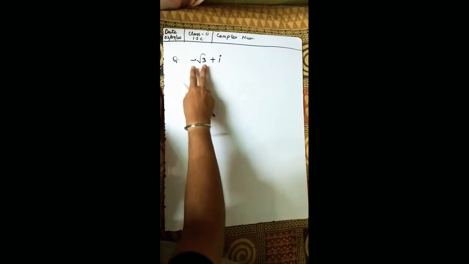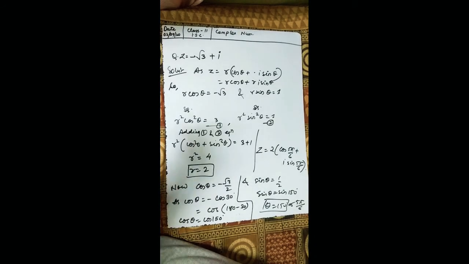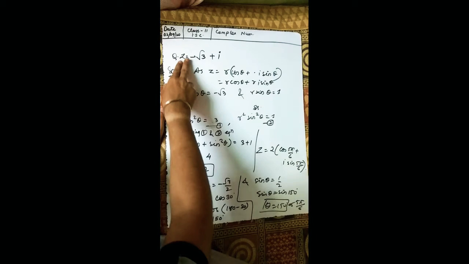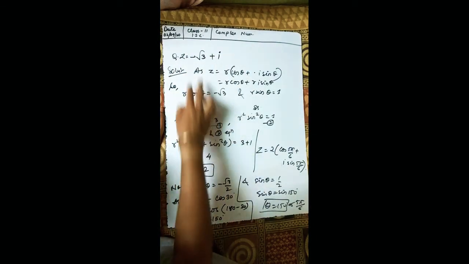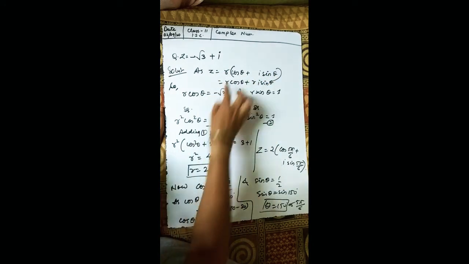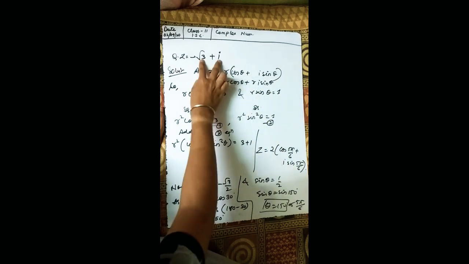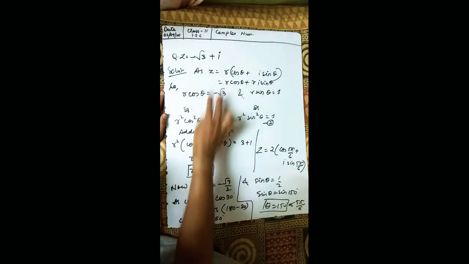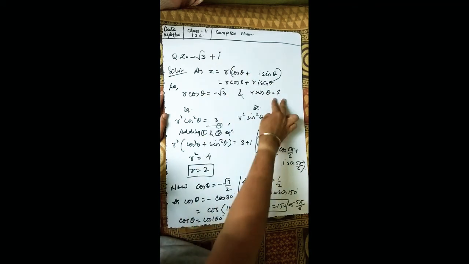It says minus root 3 plus i. You need to convert this into the polar form. So let's begin. I'm considering z is equal to minus root 3 plus i, and as we have z is equal to r cos theta plus i sin theta, or r cos theta plus r i sin theta. Now comparing this with this, we are getting r cos theta is equal to minus root 3 and r sin theta is equal to 1.